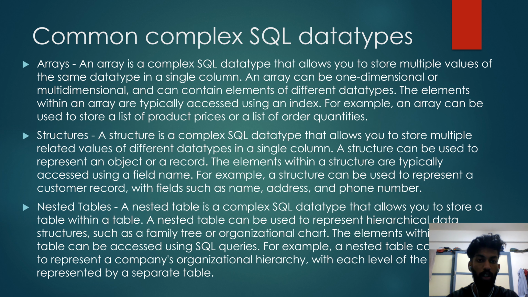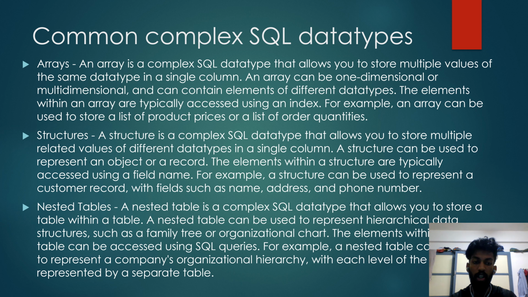Now let us discuss some common complex SQL data types. Arrays. An array is a complex SQL data type that allows you to store multiple values of the same data type in a single column. An array can be one-dimensional or multi-dimensional and can contain elements of different data types. The elements within an array are typically accessed using an index. For example, an array can be used to store a list of products, prices, or a list of order quantities.